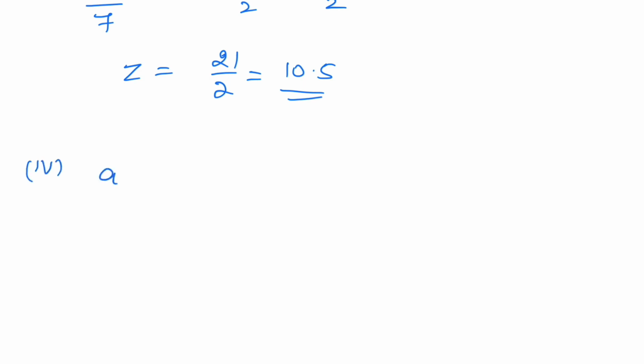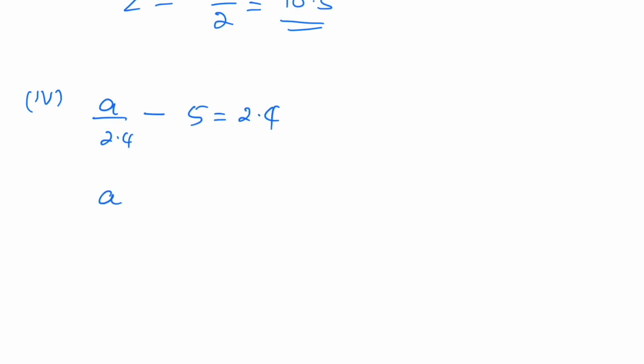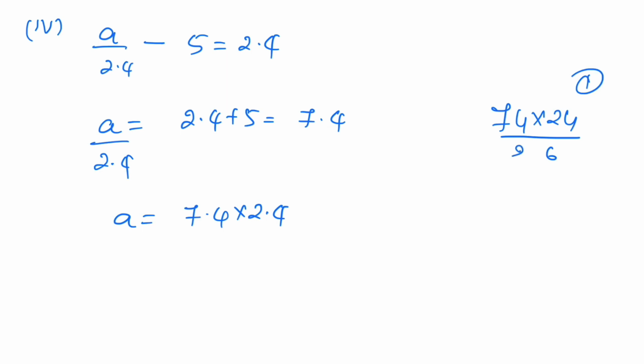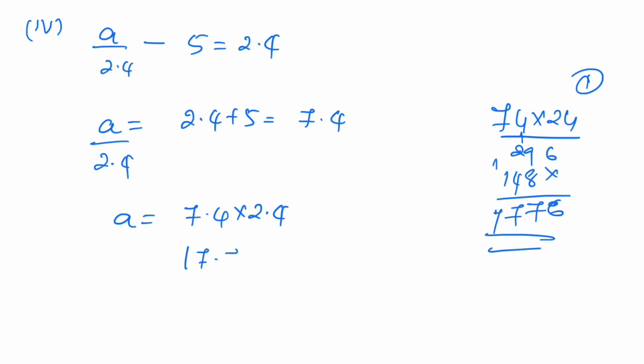Fourth one we have a by 2.4 minus 5 equal to 2.4. a by 2.4 is equal to 2.4 plus 5, that is equal to 7.4. So a is equal to 7.4 into 2.4. So let us do that. 4 4s are 16, 4 7s are 28, 29 into 8, 7 2s are 14, 6, 7, 7, 1. So you'll get 17.76 as the answer.